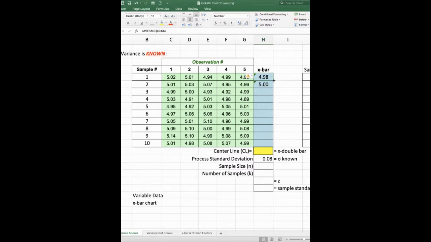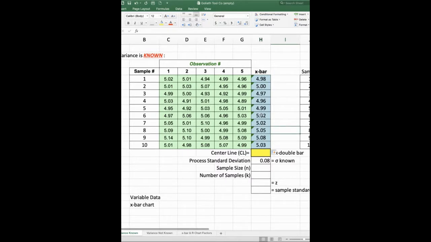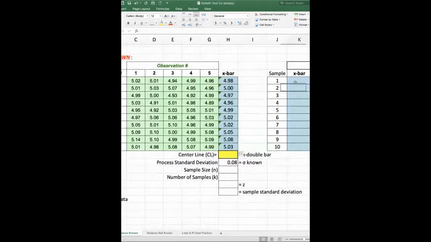And because we're in Excel, we only need to type this in once. Then on this indicator in the lower right corner, when that little plus sign appears, we click and drag that formula down, and all of a sudden we have the average for each one of those 10 samples that goes from 4.98 to 5.03. These become the values that we're going to eventually plot in our control chart over here. Okay, those are all of our X bar values.